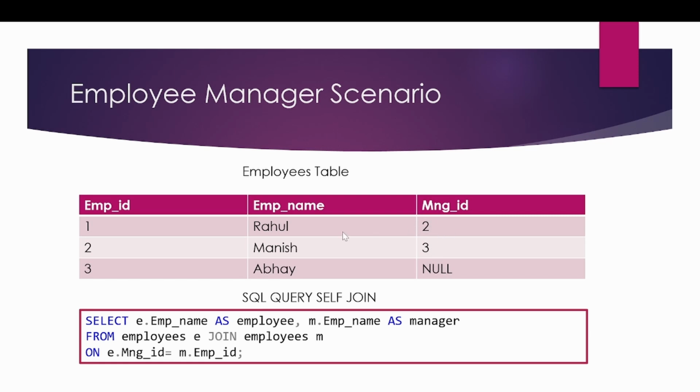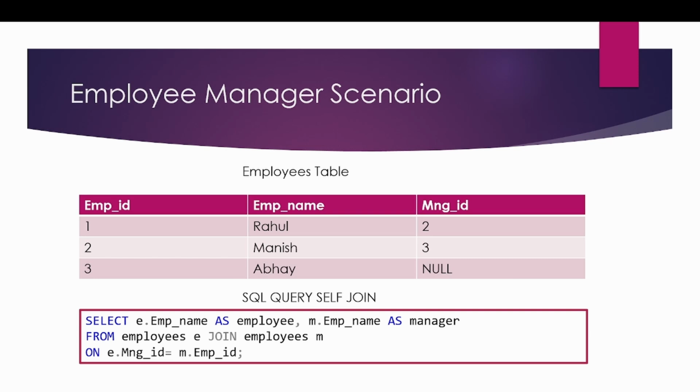So manager ID 2 means Manish, the employee with ID 2. Then manager ID 3 means the employee with ID 3, which is Abhay. So for Manish, Abhay is the manager. For Rahul, Manish is the manager. So how do we merge this table?